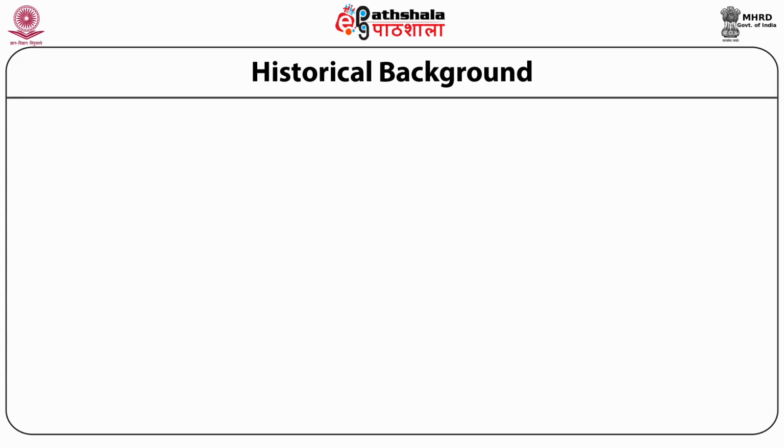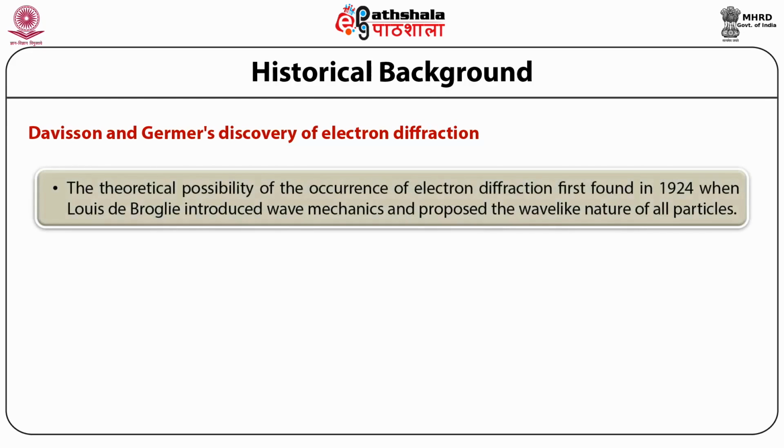Historical background of this LEED. This, as has been conveyed, was invented by Davisson and Germer. This discovery of electron diffraction ultimately led to the development of this equipment. The theoretical possibility of the occurrence of electron diffraction was first noted in 1924 when Louis de Broglie introduced wave mechanics and proposed the wave-like nature of all particles.